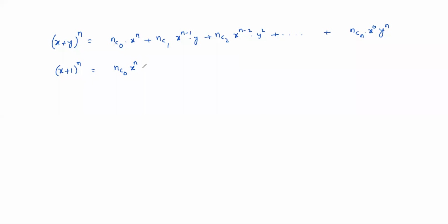nc0 x power n plus nc1 x power n minus 1, y is 1 here, plus nc2 x power n minus 2, and so on. That means if n equal to half, what happens? Or 1 plus x to the power of p. Okay, no, half. Otherwise, I will write one more step.